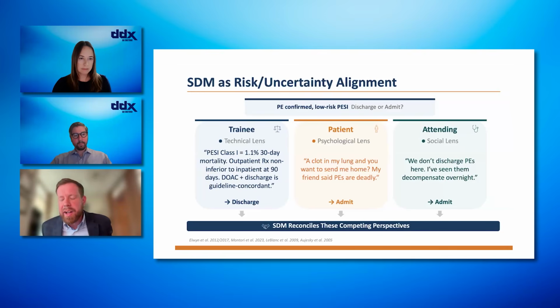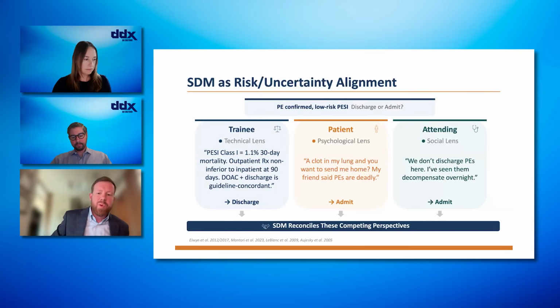Then the attending comes along and says, well, I agree with what you're saying here in terms of the PESI class 1, but we don't really discharge PEs here. I've seen them decompensate overnight. So this is the availability bias coming into play. And so shared decision making for purposes of management reasoning is really about reconciling competing perspectives.